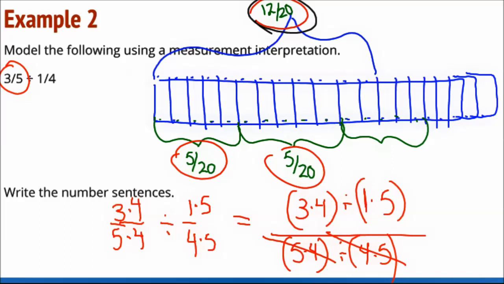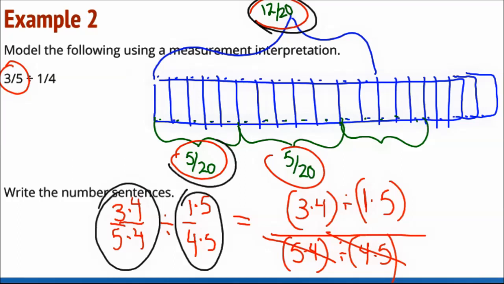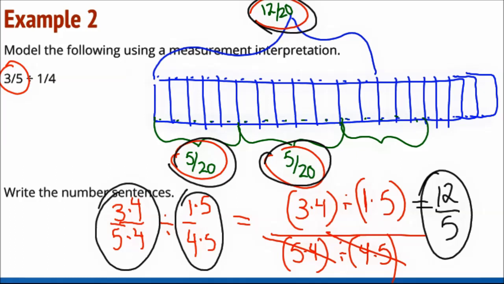Here's the 12/20ths, this right here. Here are the 5/20ths, right here. So all of this stuff that I'm doing ties directly to our model. So the 20ths will cancel out, and I am left with 12 divided by 5, which is exactly what I would get if I had 3/5 times 4 over 1, the multiplicative inverse.